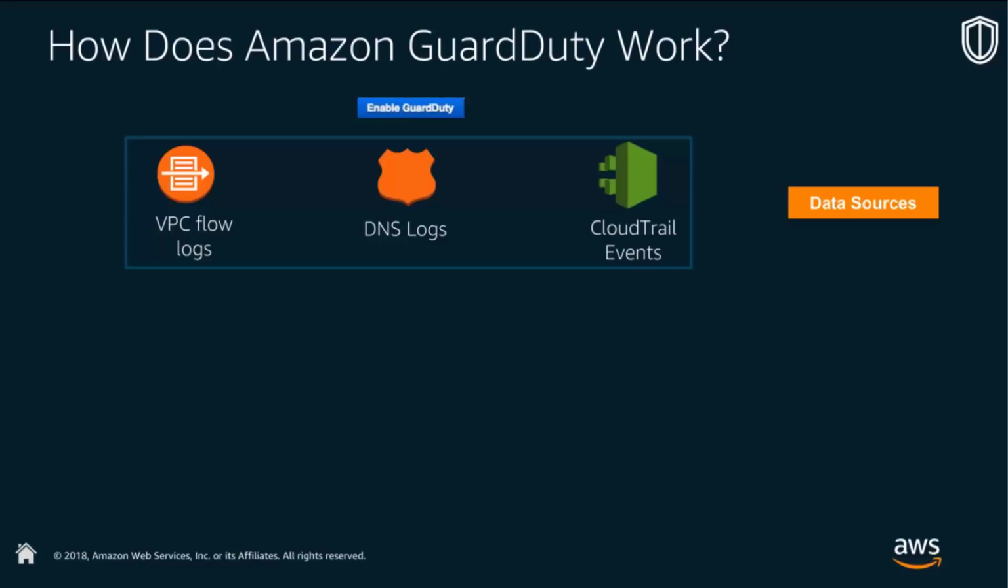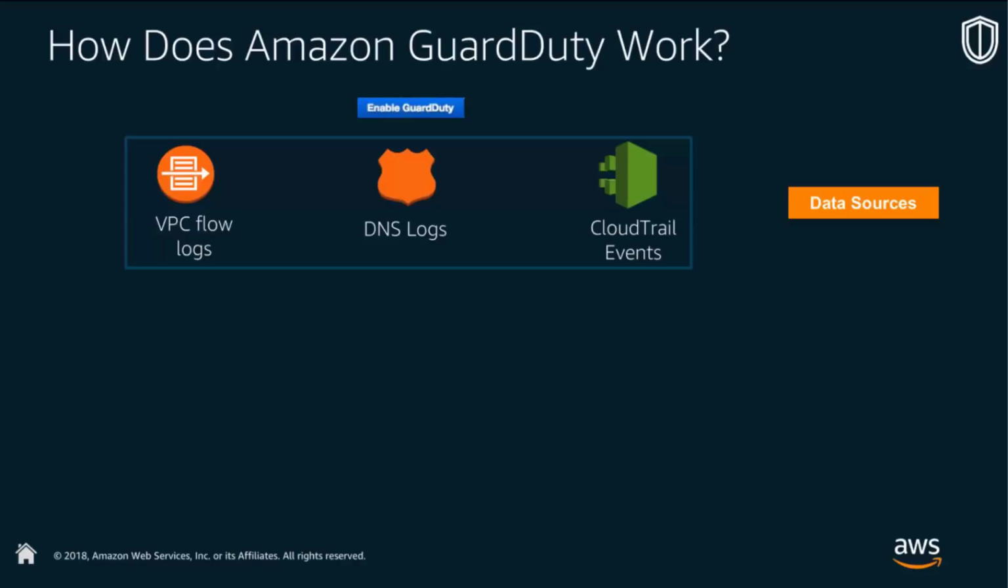Next data source that we'll look at is DNS logs, and these are logs attached to DNS resolvers inside of your VPCs. And you can imagine there you can look for items such as potential lookups to Bitcoin mining, for example. Then the next set of data that it looks at is CloudTrail events.